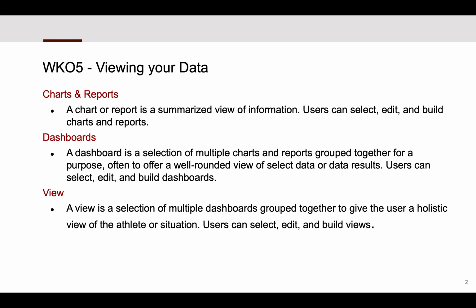We're going to keep this first couple of lessons very simple. First of all, go back to think about WKO5, right? When you think about all these charts and reports, there is a system to that. So you have charts and reports. A chart or report is a summarized view of information. Viewers can select, edit, build, and chart reports. It's that last part that this series is going to talk about.